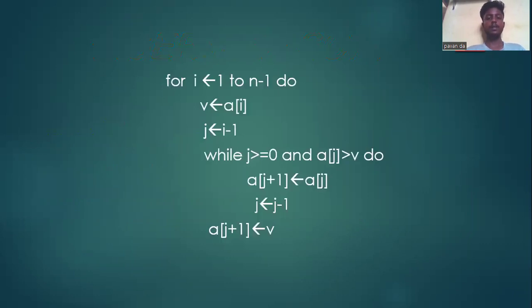Here is the algorithm for it. For i equal to 1 to n minus 1, do v equal to A[i] and j equal to i minus 1. While j is greater than or equal to 0 and A[j] is greater than v, do A[j plus 1] equal to A[j], then j equal to j minus 1. Then A[j plus 1] equal to v.